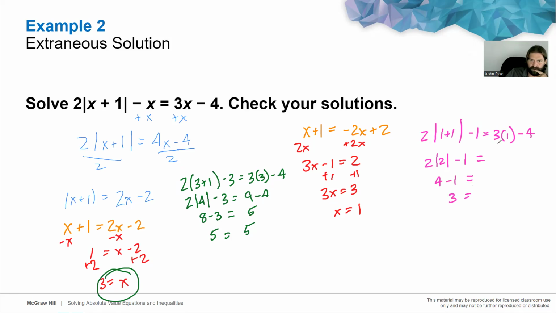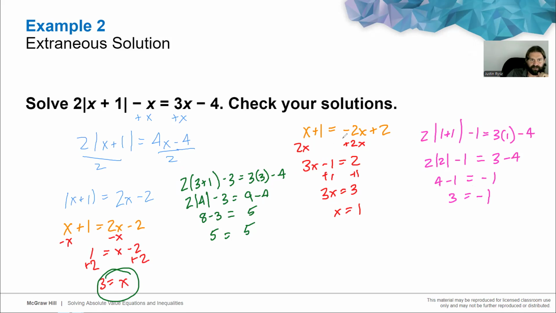Now on this side here, yeah, did I do that right? I'm going to double check. This is where I need to double check. I'm getting worried because 3 times 1 is 3. 3 minus 4 is negative 1. 3 does not equal negative 1. Did I mess up with my work here?